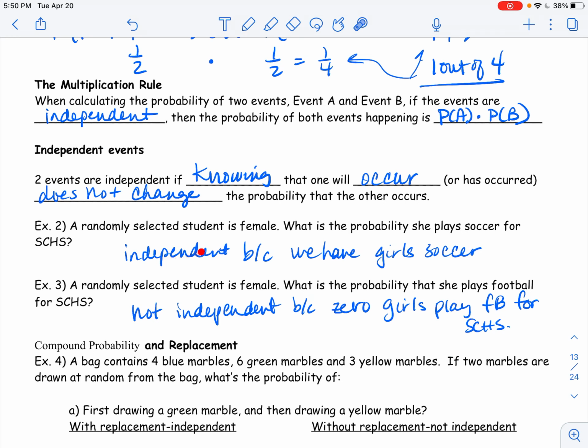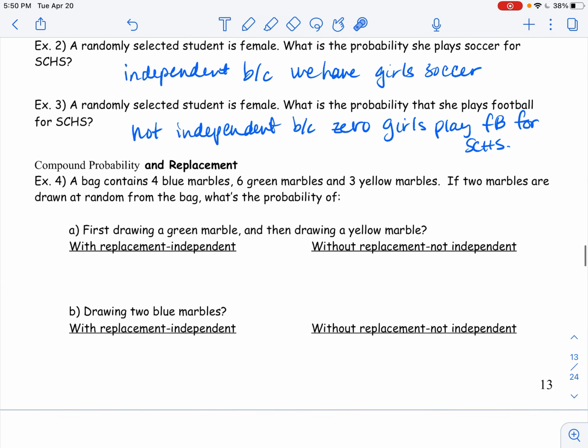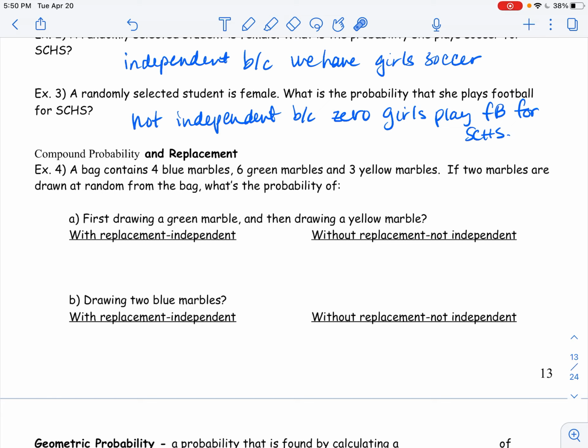So do you see the difference here? You can pick a girl and she can play soccer. That's fine. But if you pick a girl, what are the chances she plays football? That's not going to happen. So these 2 events are not independent. So let's take a look at compound probability and replacement.